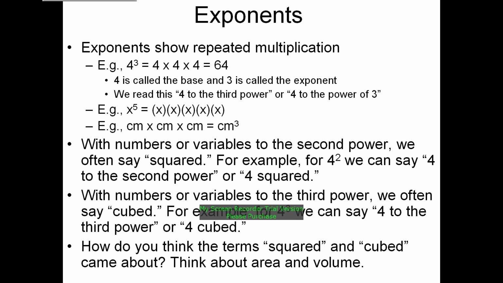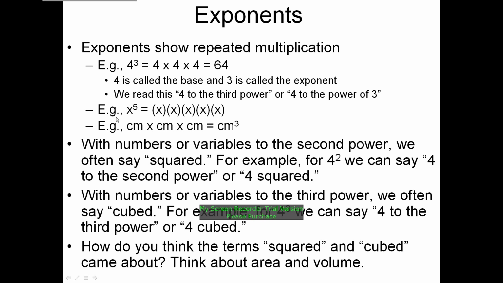Exponents. Exponents show repeated multiplication. So for example, 4 to the third means 4 times 4 times 4. It's basically shorthand instead of having to write down 4 times 4 times 4. We call the 4 the base here. We call the 3 the exponent.